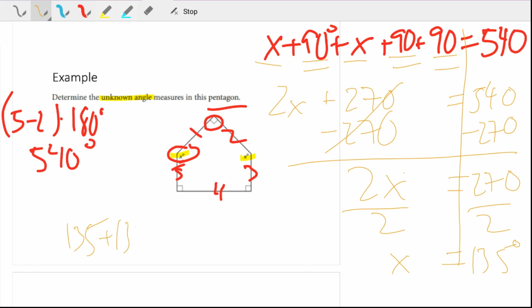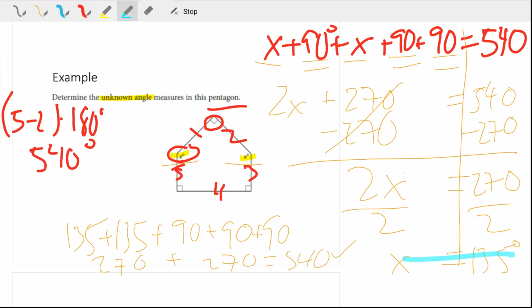135, add that twice, because there are 2 x's there, and then go ahead and add 90 3 times, because there are 3 90-degree angles, and if that adds up to 540, then we know we are right. So 90 3 times gives us 270, and then adding 135 twice would give us, again, 270, and so then there you go. 540, which checks out, so my final answer is x equals 135 degrees.